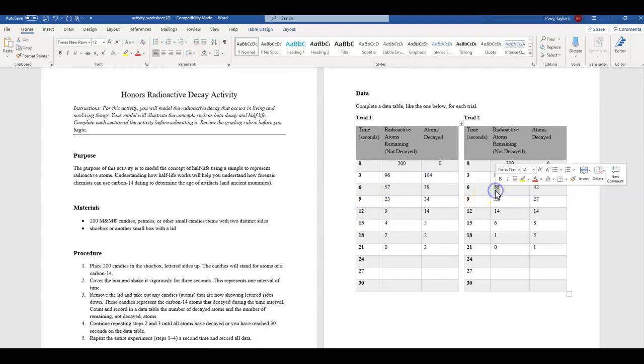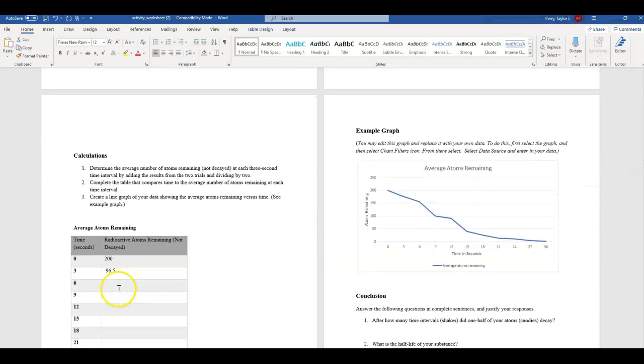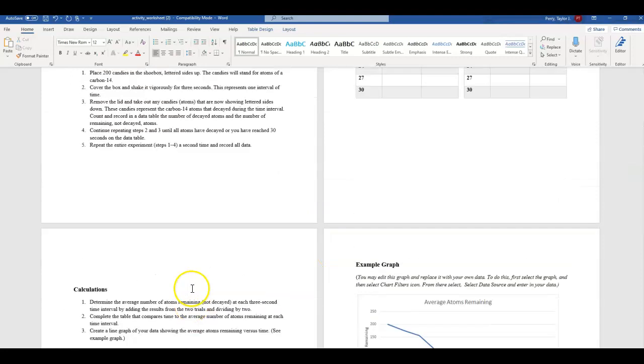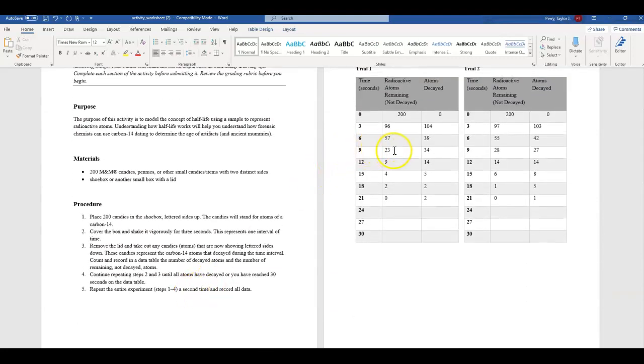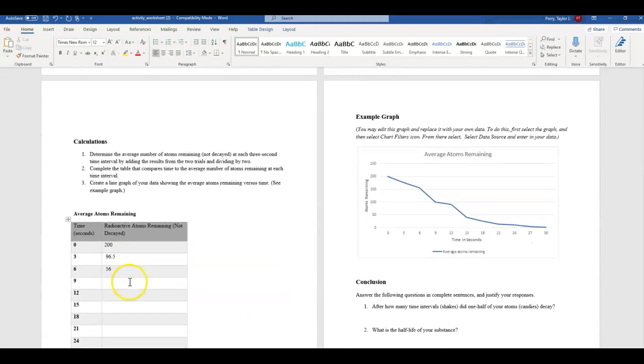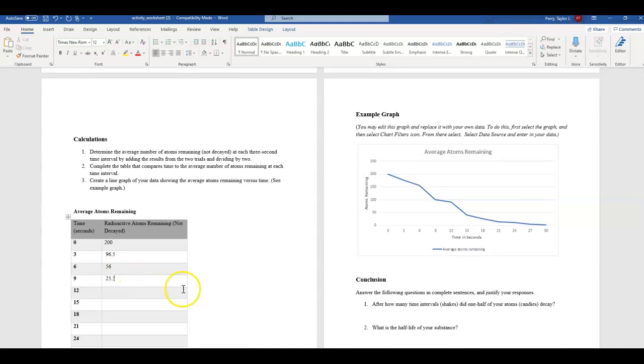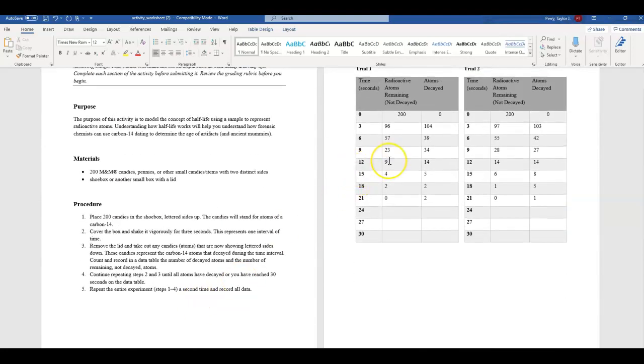I'm going to do 57 plus 55 divided by 2. So 57 plus 55 is 112, divided by 2 is 56. So I'll come down here, and I'll write 56. And then we're going to go on to the 9-second interval. We're going to do 23 plus 28 equals 51, divided by 2 is 25.5. All right, and I'm going to keep going here. I'm going to do the 12-second interval. 9 plus 14 divided by 2 is 11.5.